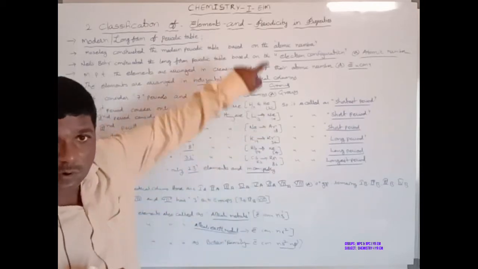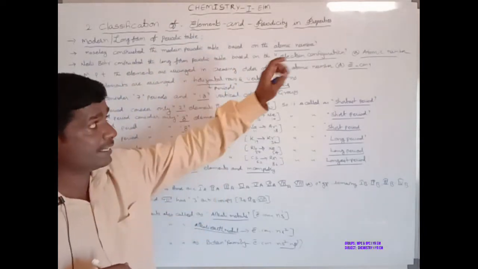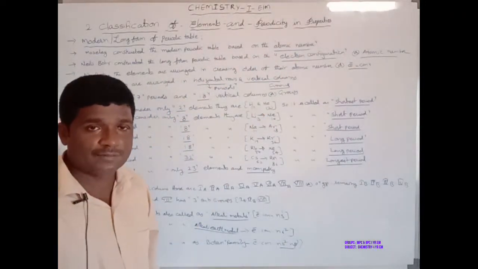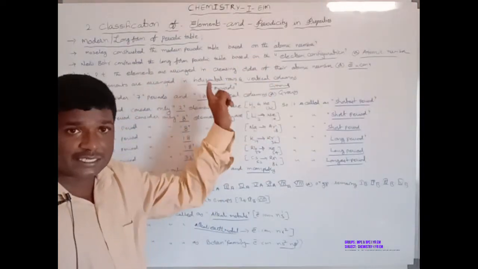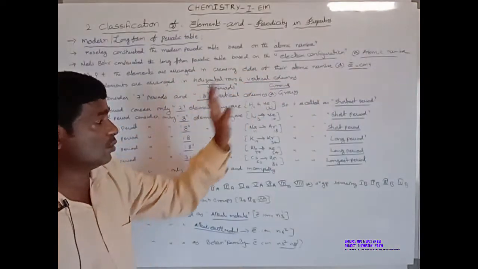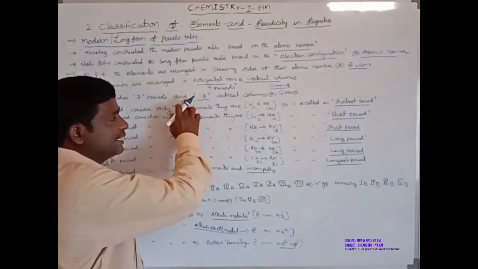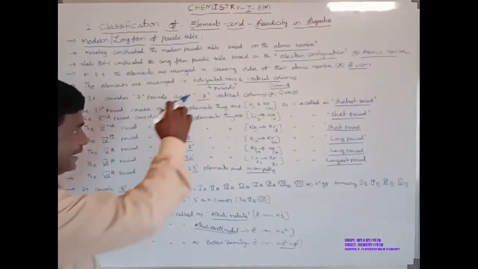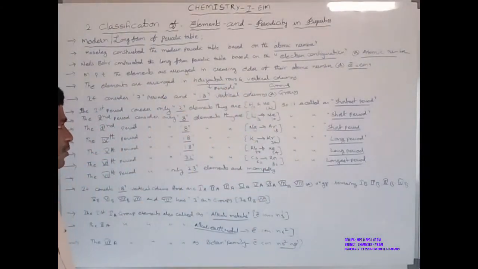But in the modern or long form of the periodic table, the elements are constructed based upon their electron configuration or atomic number. In the modern periodic table, the elements are arranged in horizontal rows and vertical columns. Horizontal rows are called periods and vertical columns are called groups. The modern periodic table consists of 7 periods and 18 vertical columns.